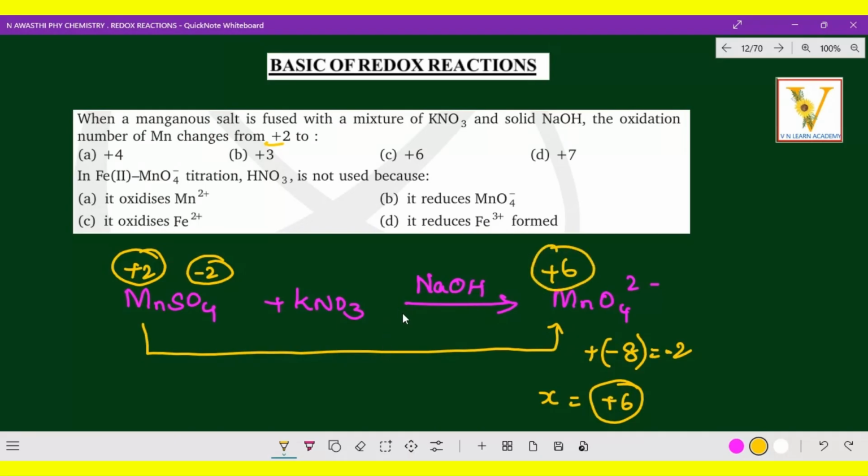I hope you got the clarity. So what is the answer you will be getting? Manganese changes from plus 2 to plus 6 oxidation state. Hope you got the clarity. Okay, now let us go to the next question.